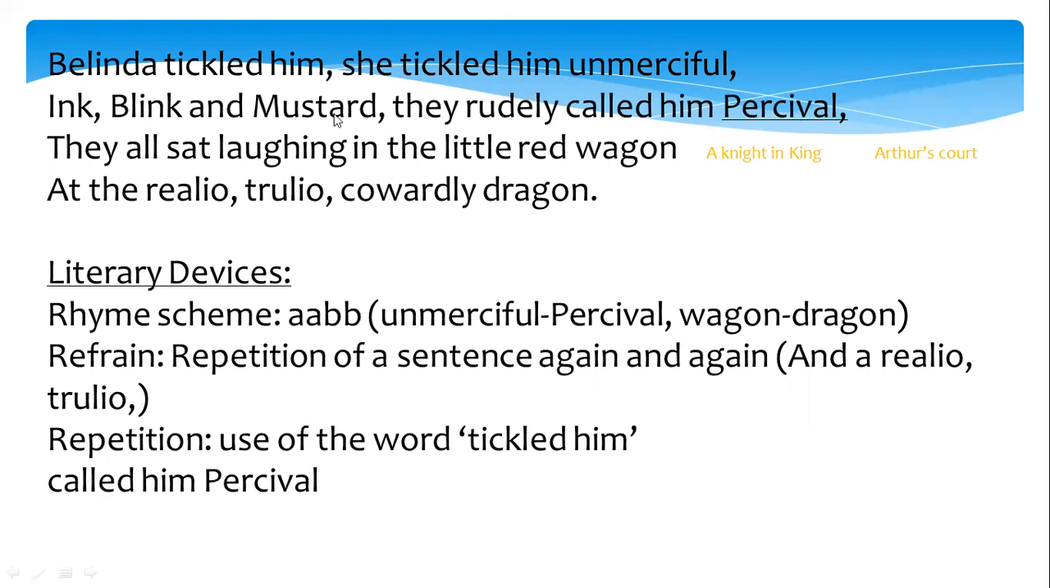So let's find out this word. So here Belinda tickled him, she tickled him unmerciful. So means without any mercy, she kept on tickling him. And what happened to this? Ink, Blink, and Mustard, they rudely called him Percival. Percival is actually a legendary knight who ran away due to lack of courage. So here it is allusion, the poetic device here. Why? Because dragon is compared to Percival, who was a legendary knight who ran away from the battlefield because he lacked courage. So here dragon is also said that he doesn't have courage.